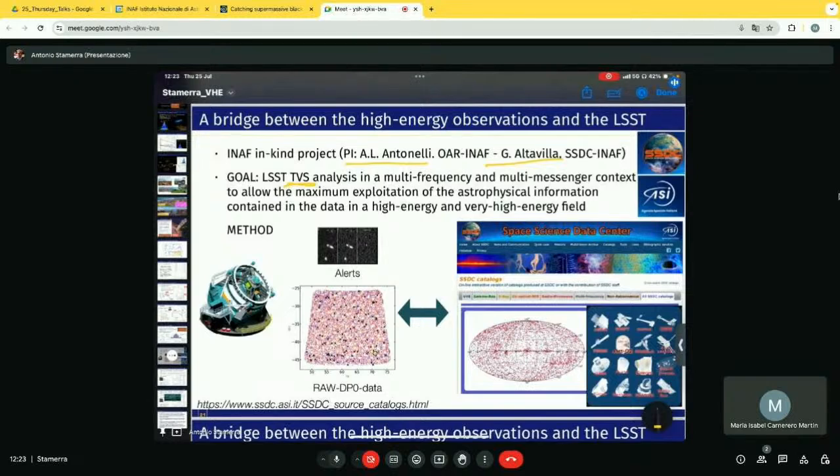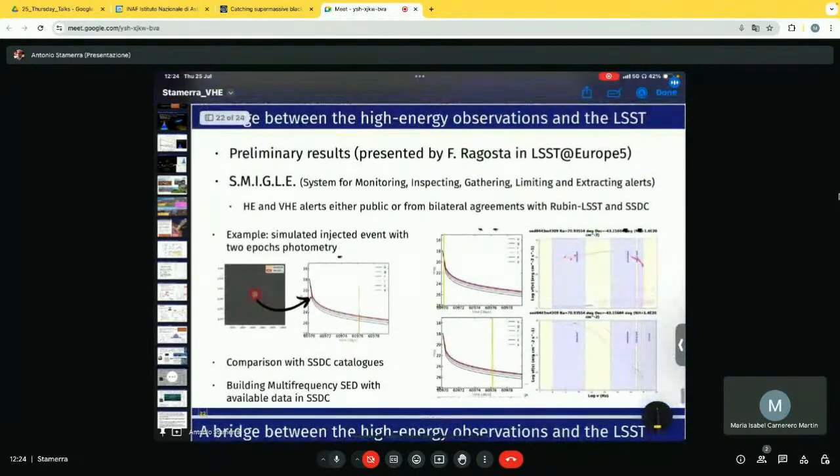How it was done: there was a preliminary work where there was some analysis of raw DP0 data, producing some alerts, and the idea is to match these alerts with the catalogs available at the Space Science Data Center. The Space Science Data Center is a public facility where you can go and download data or other tools, and they have the possibility to match many data from different high energy instruments. And here there are some preliminary results that were presented by Francesco Ragosta a bit less than 1 year ago. The name is SNIDL, for monitoring, inspecting, limiting, and extracting alerts.